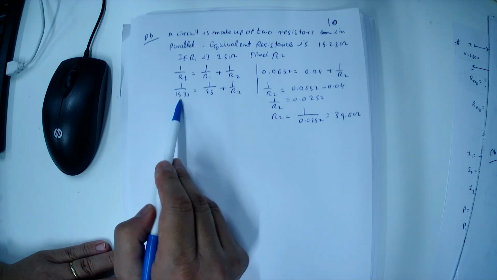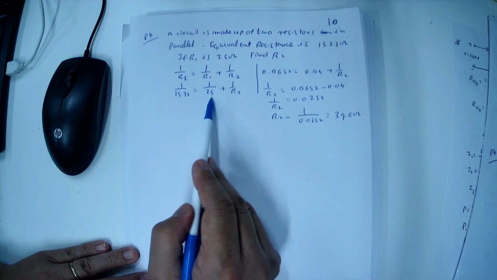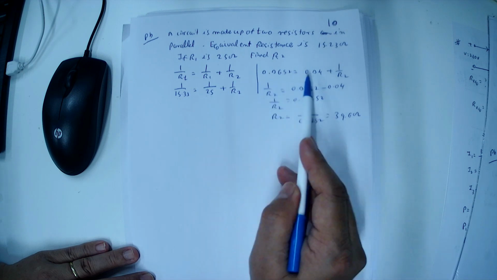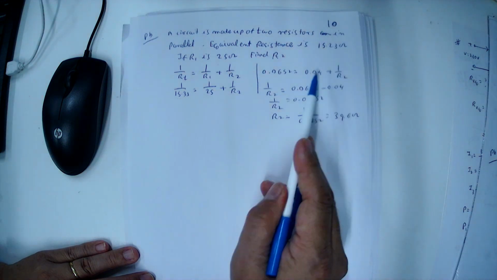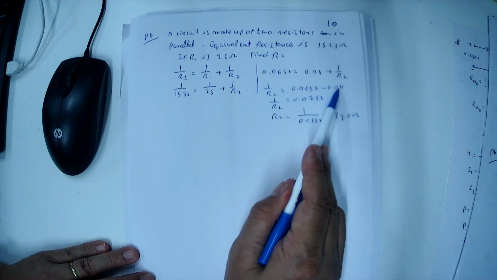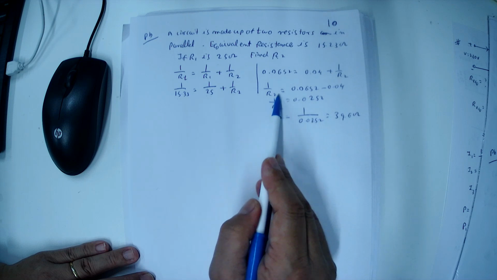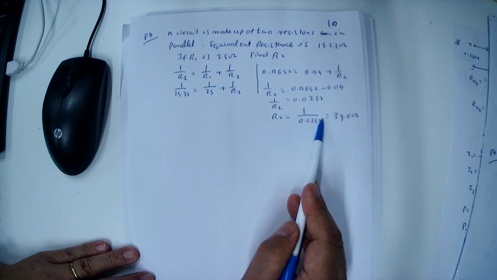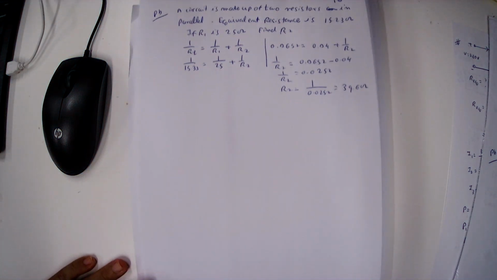1 divided by 50.33, we get 0.0652. 1 divided by 25, we get 0.04. So 0.0652 equals 0.04 plus 1 by R2. To get 1 by R2, 0.0652 minus 0.04 gives 0.0252. So 1 by R2 is 0.0252, and R2 equals 1 by 0.0252, which gives 39.6 ohm. This is the answer for this problem.